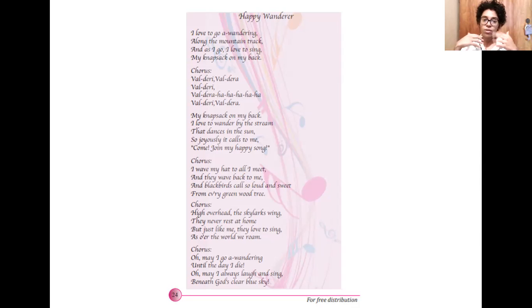Then traveling does not always mean a trip, right? Even if you're going to the shop or something, that is part of traveling, right? So this is another way of traveling.